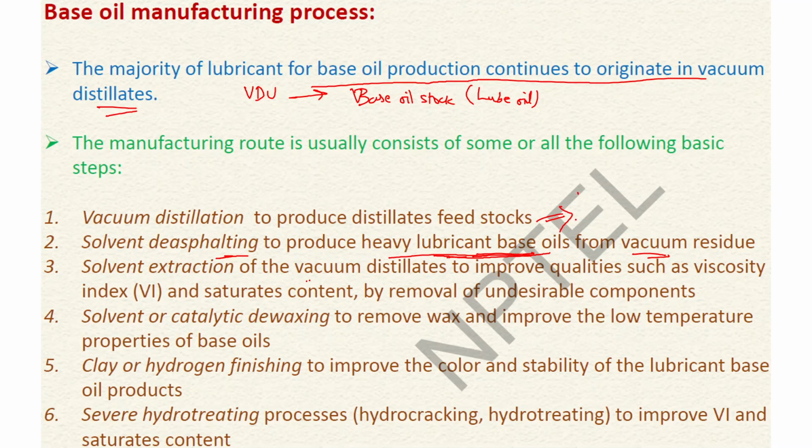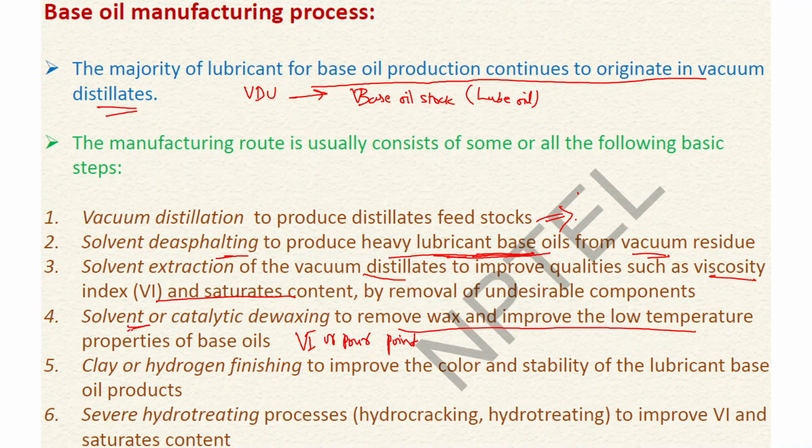Okay. Then solvent extraction of the vacuum distillates is done to improve the quality, such as viscosity index and saturates content, by removal of undesirable components. And then solvent or catalytic dewaxing, as some amount of wax is also present in the vacuum residue. Solvent or catalytic dewaxing is done to remove the wax and improve the low temperature properties, mainly the viscosity index or pour point, to improve these two qualities.